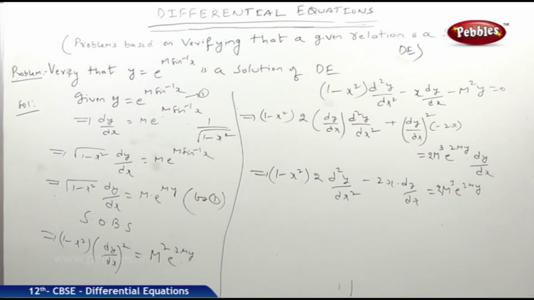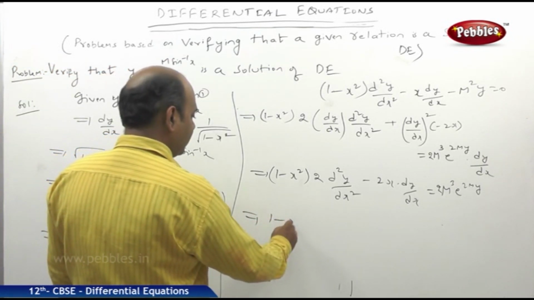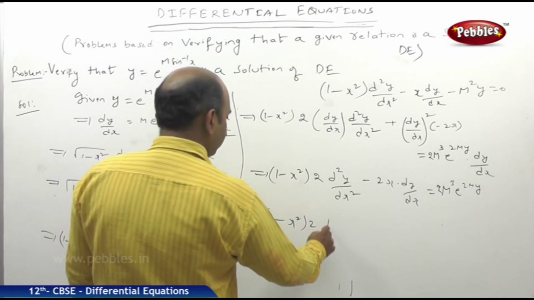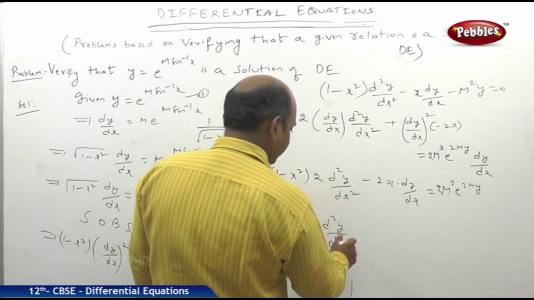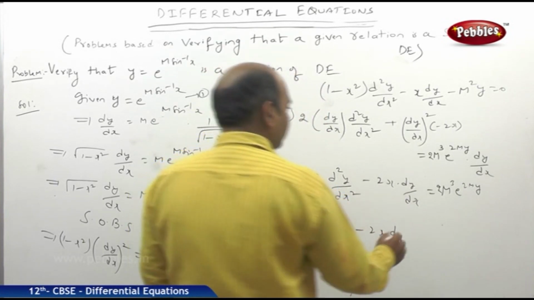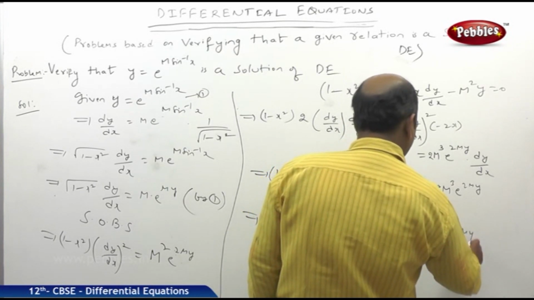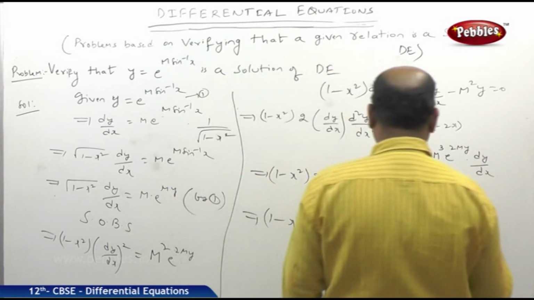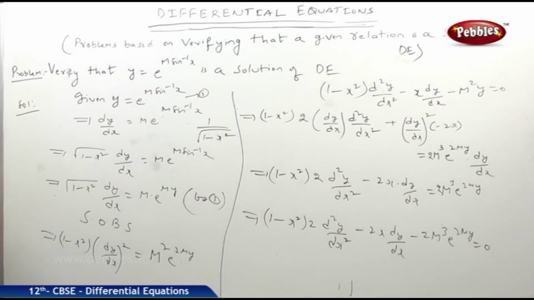what can I conclude? Finally we can write like this: 1 minus x square into d square y by dx square minus 2x into dy by dx minus 2m cube into e power 2my is equal to 0. The 2 will also get cancelled. Up to here, please copy everyone.